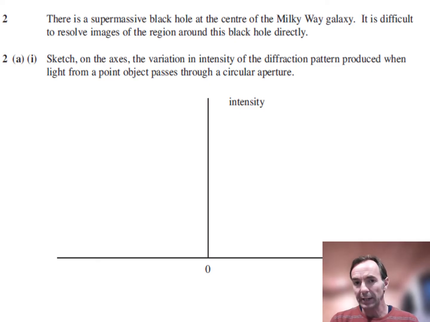Okay, practice. Supermassive black hole, center of galaxy, difficult to resolve images in this region around the black hole directly. Sketch on the axis the variation of intensity of the diffraction pattern produced when a light from a point source passes through a circular aperture. So all that is just an image.